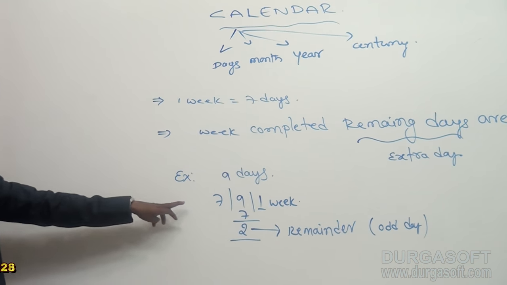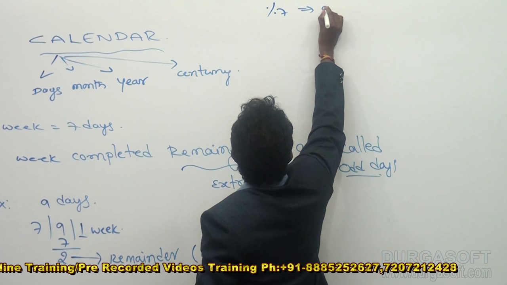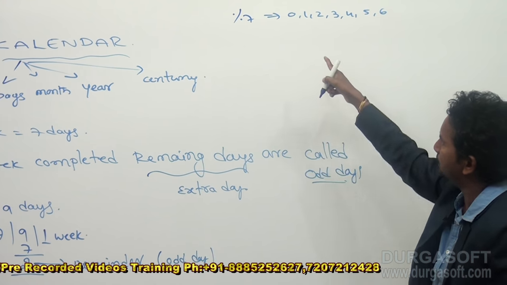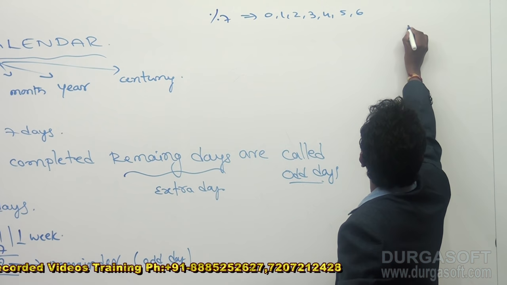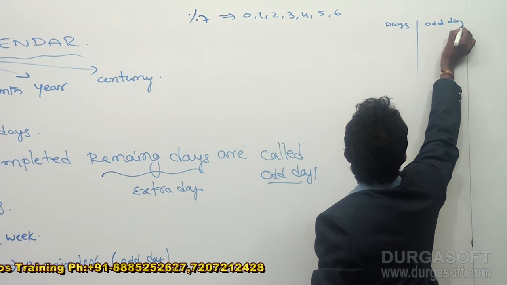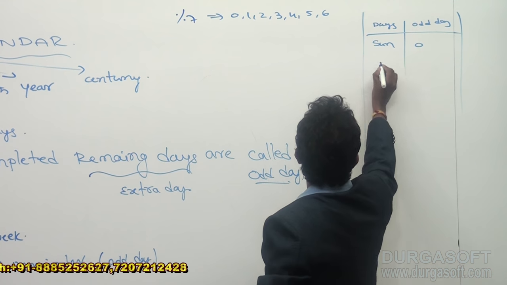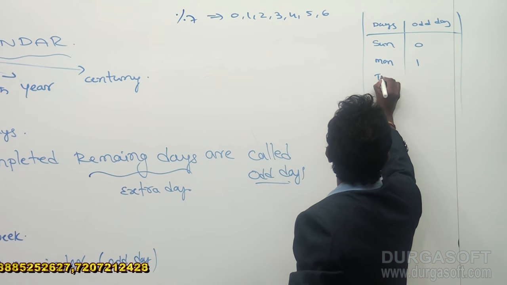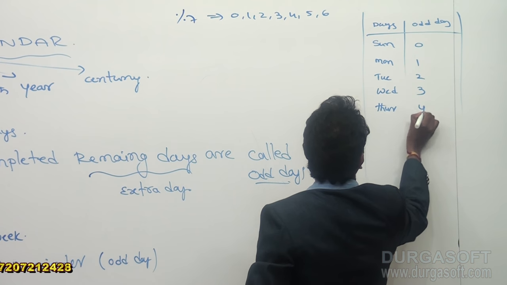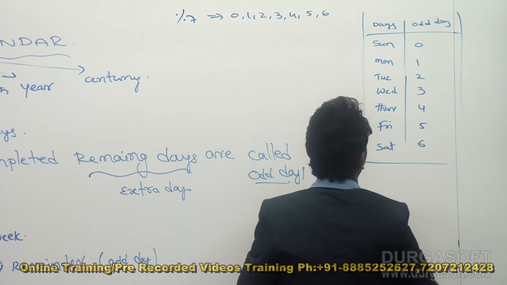So every time you divide by 7, the remainders will come: 0, 1, 2, 3, 4, 5, 6, and 7 by 7 again comes 0. This is called the odd day. Now here I am taking 0 to indicate Sunday, Sunday always indicates 0, 1 indicates Monday, 2 Tuesday, 3 Wednesday, 4 Thursday, 5 Friday, 6 Saturday. So this is the table.